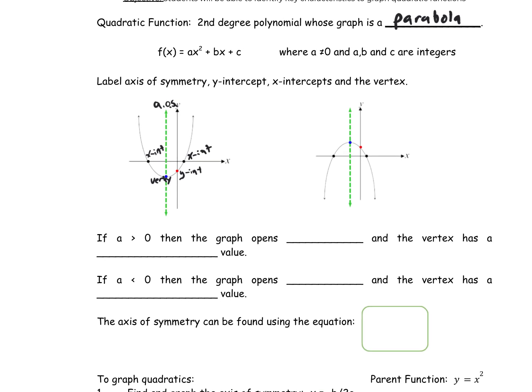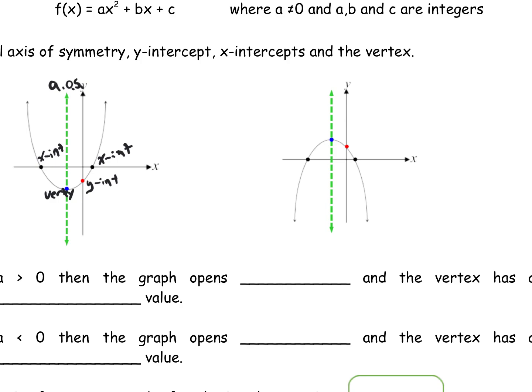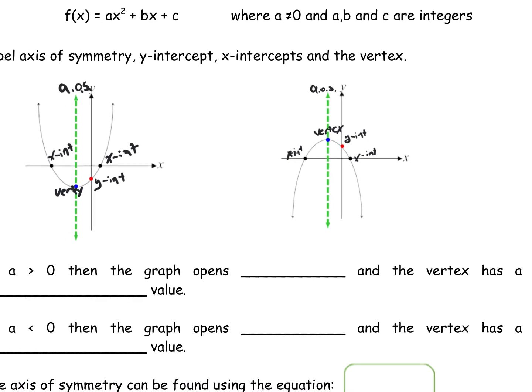Okay, let's move over to this graph on the right. Again, the axis of symmetry is this imaginary vertical line that cuts the parabola in half. Our y-intercept, again, is this red dot on the y-axis. The x-intercepts are these black dots. And then our vertex, again, is this blue dot that is going to be on the axis of symmetry. Notice that the vertex is always either a maximum point or a minimum point.